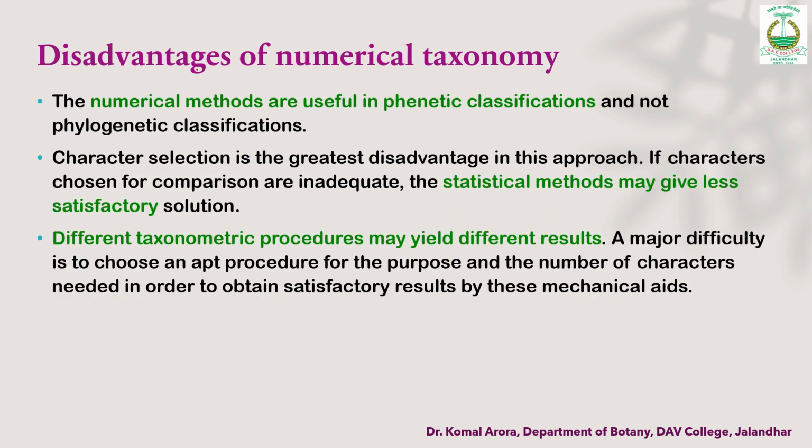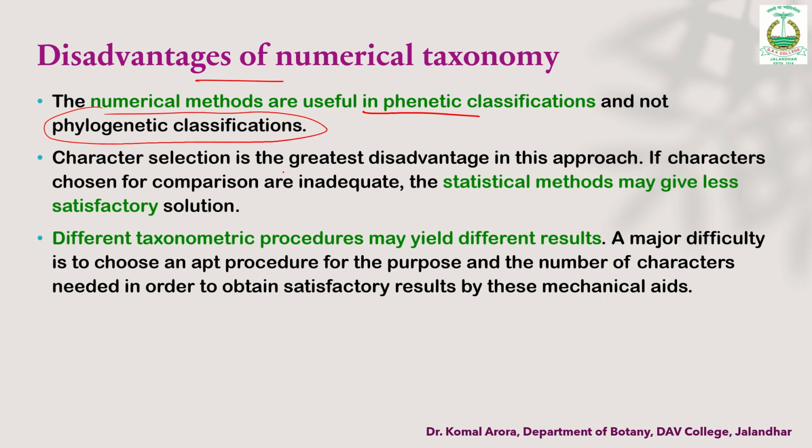Now, what are the disadvantages of numerical taxonomy? Numerical taxonomy methods are useful in phenetic classification, but not in phylogenetic classifications. It is generally because phylogenetic classifications are typically based upon the origin. The exact information about how these species have originated, whether from a common ancestor or from different lineages, cannot be predicted on the basis of just comparing the characters.